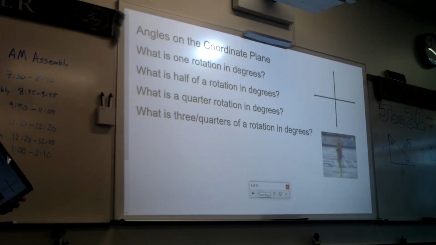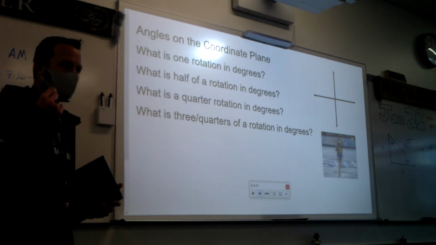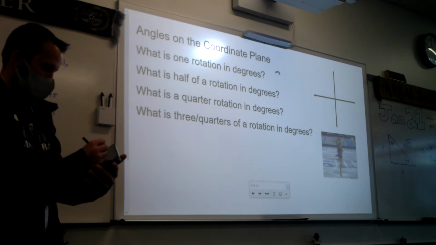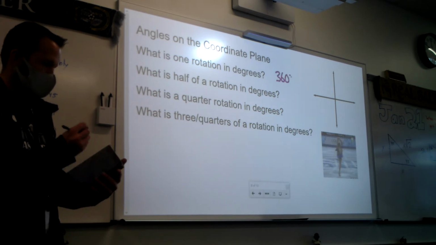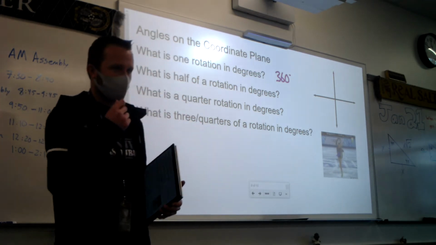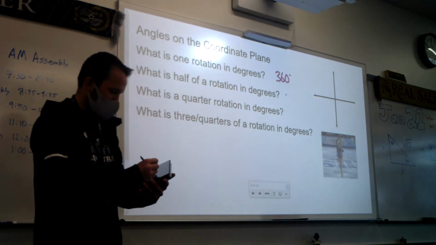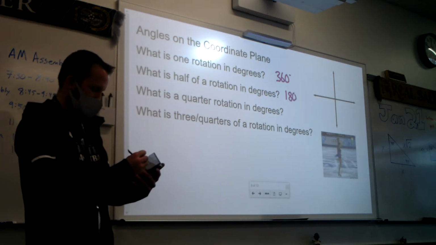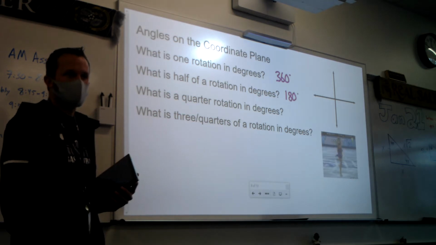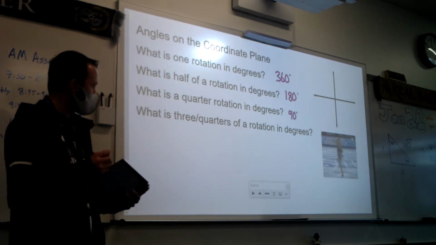So let's talk about this in general. We already said this. What is one rotation in degrees? So if I do a full rotation, what did I just do? 360. All right. Well, what if I only did half of that? What if I was facing you and now I'm facing away? What is that? 180. So then what is a quarter rotation? 90. Yeah.